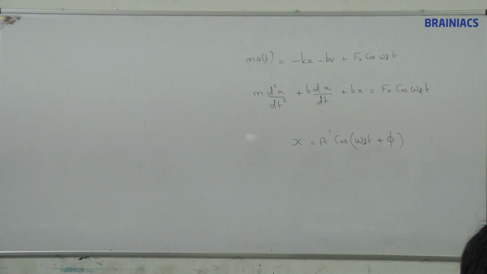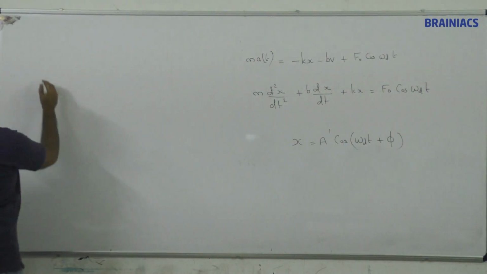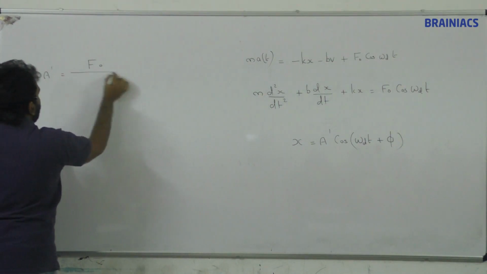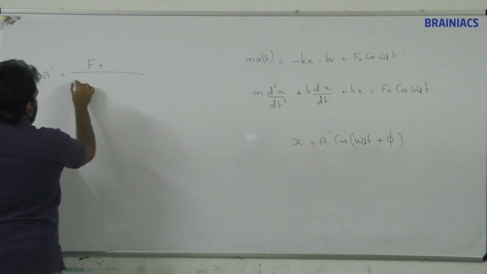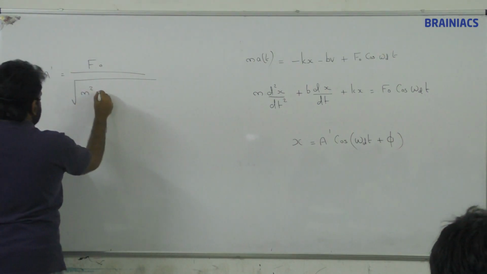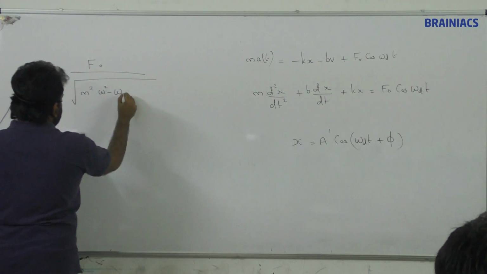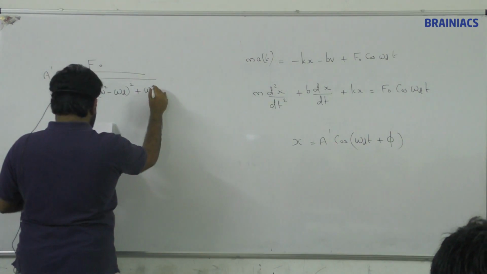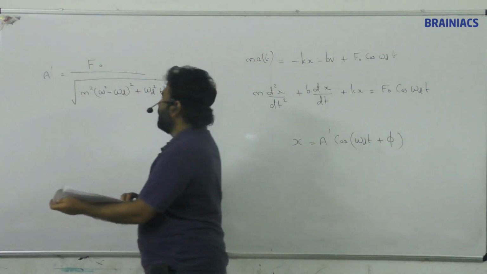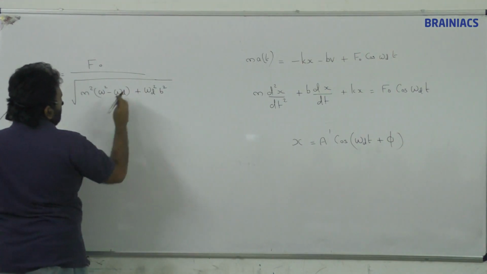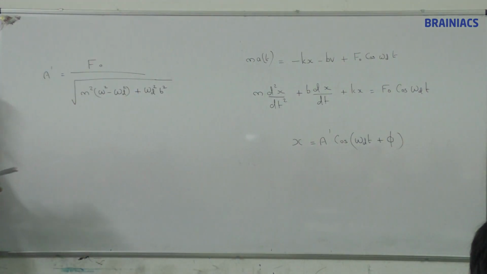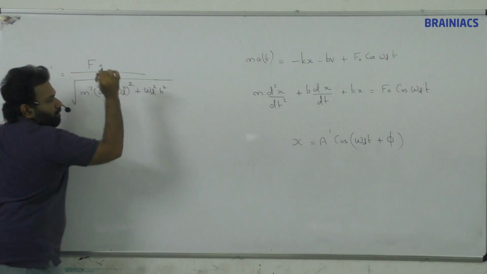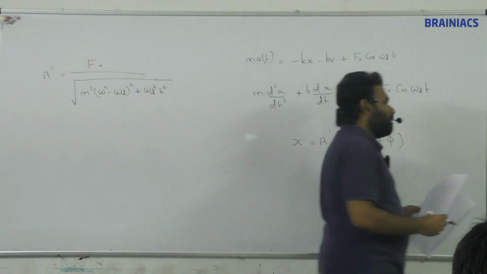Okay, what is that A? Amplitude of forced oscillation. So the amplitude of forced oscillation is F naught divided by root of m square into omega square minus omega d the whole square, plus omega d square b square. Okay, so this is the amplitude.